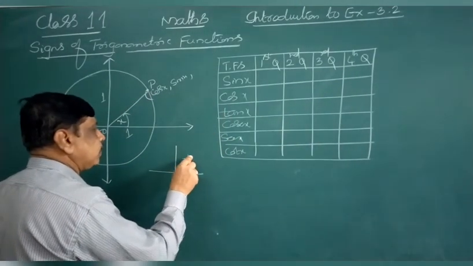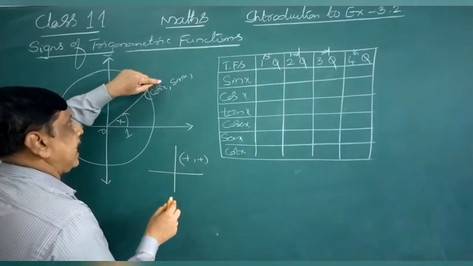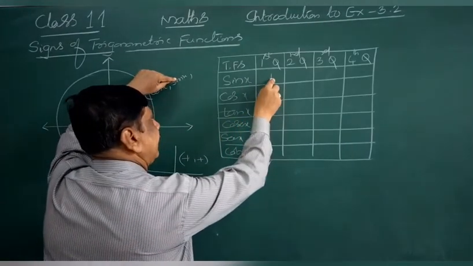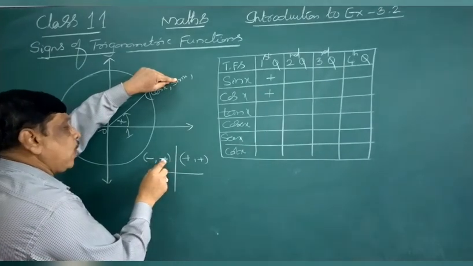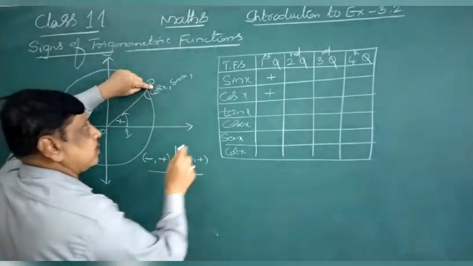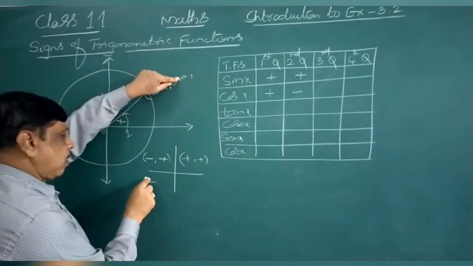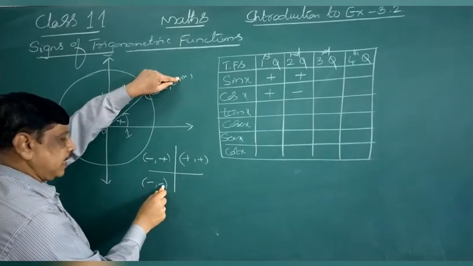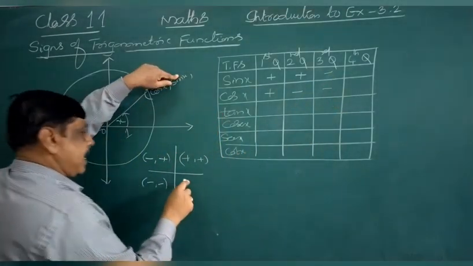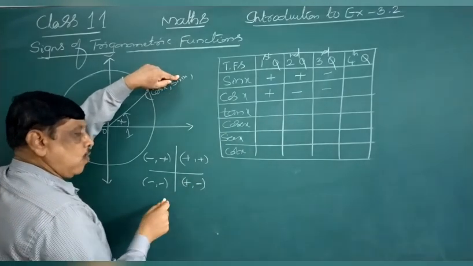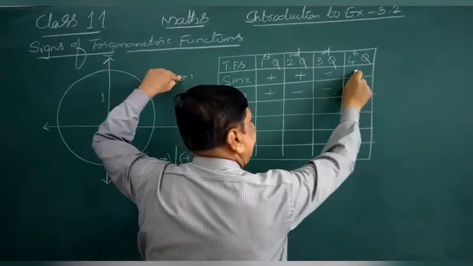We know that in the first quadrant, both the coordinates are positive. Hence cos x is positive and sin x is also positive in the first quadrant. In the second quadrant, the x coordinate is negative and the y coordinate is positive. So cos x is negative in the second quadrant, whereas sin x is positive. In the third quadrant, both x and y coordinates are negative. Hence cos x is negative and sin x is also negative. In the fourth quadrant, the x coordinate is positive and the y coordinate is negative. Hence cos x is positive and sin x is negative in the fourth quadrant.